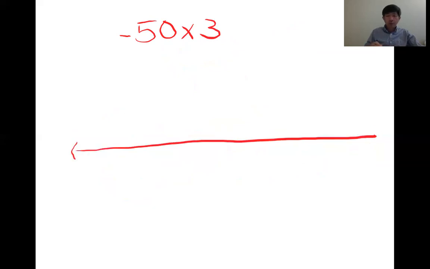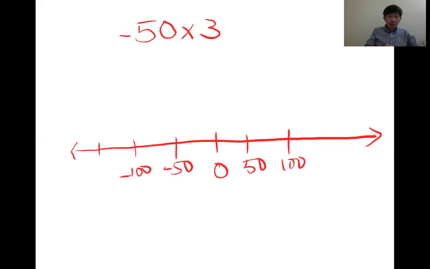Now, next, we're gonna have negative 50 times 3. And how do we explain this? This time we have negative 50, all right? So now again here is 0, 50, 100, negative 50, negative 100, negative 150, right? So again, we still get the answer 100 and negative 150, right?